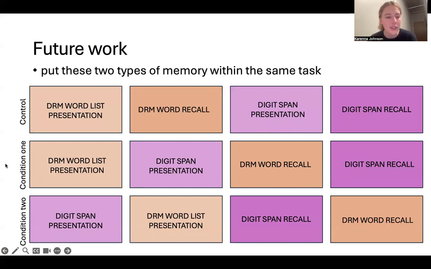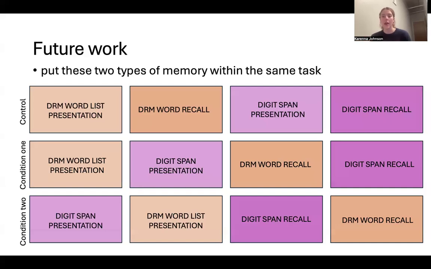We have three different conditions. One is the control condition, then we have a condition that places the word list first, and one that places our working memory digit span task first. A reminder about digit span: it's similar to that bathroom code example. It's a string of numbers, and participants will be asked to recall those numbers. And then DRM is similar to the one that I ran through with you. Participants will be shown a list of words and then later asked to recall as many of those words as they can.